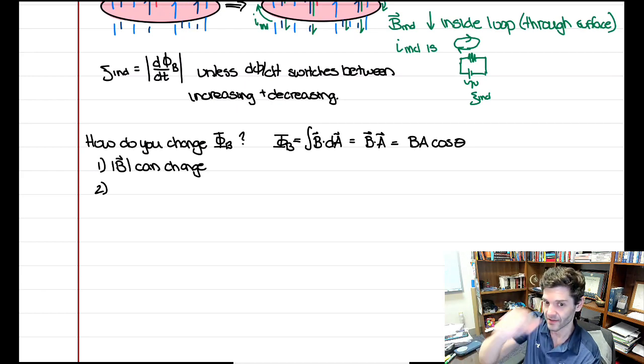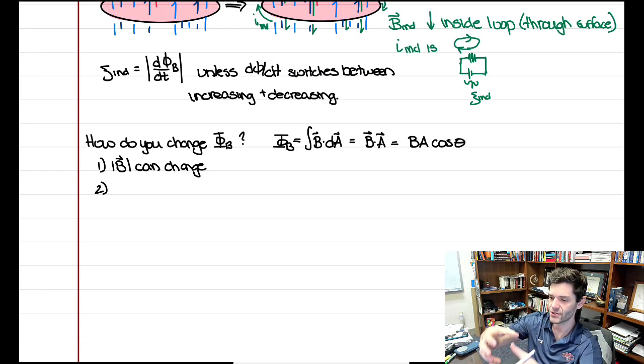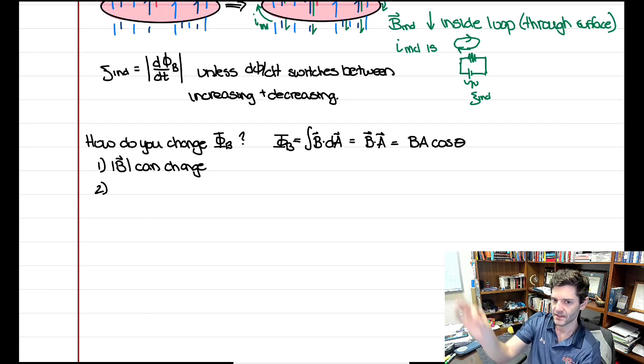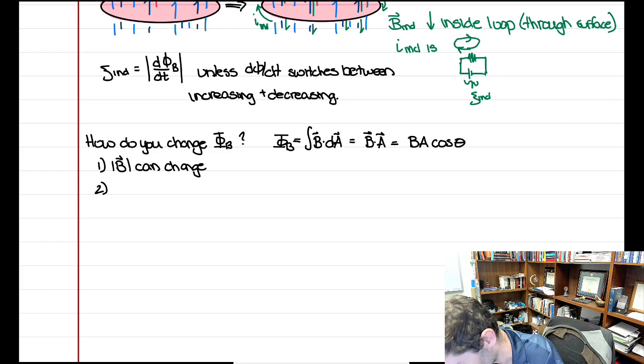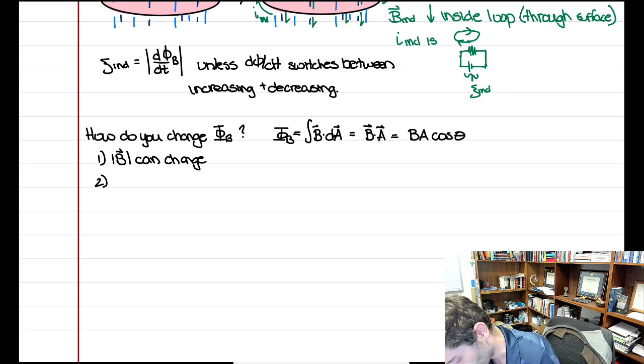That could be as a function of time. That could be as a function of space. Like maybe you have a pendulum that's just a loop of coil, and it's just swinging back and forth. And sometimes it swings into a field, and sometimes it's not in a field. You can imagine there the magnitude of the flux can change because of the changing overall magnetic field in the area. Two, the area can change.